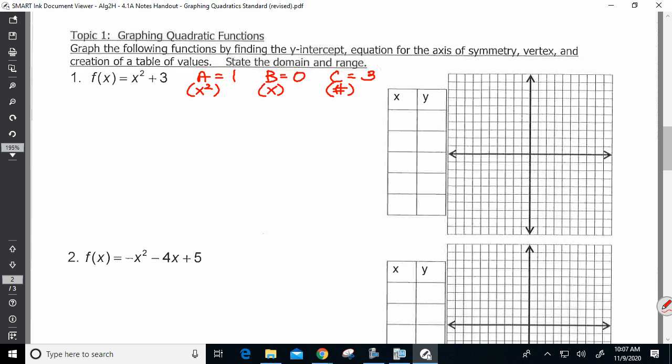So y-intercept, very, very simple to get. Set x equal to 0, solve for y. That's y equals 0 squared plus 3. So that's 3. So the y-intercept is 0, comma 3. Go ahead and put that on the graph first.